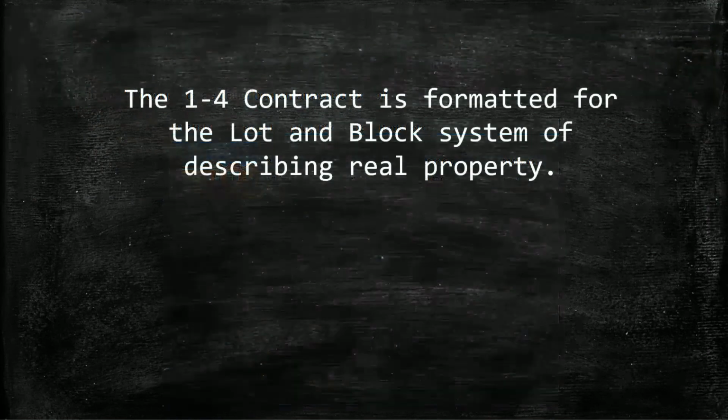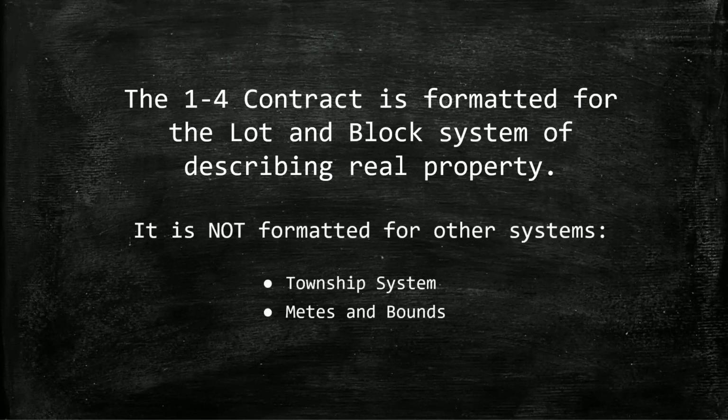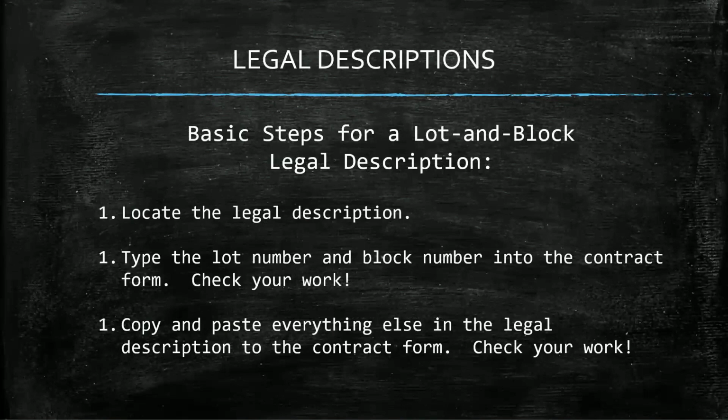Now, the 1 to 4 contract is formatted specifically for the lot and block system of describing real property. It is not formatted for the other systems out there for describing land with a legal description. That's the township system and the meets and bounds system. You may be having flashbacks right now to real estate school. But if you're dealing with a property that is within a city, it's urban, or it's in a suburb or a subdivision, most of the time you're going to be dealing with a lot and block legal description.